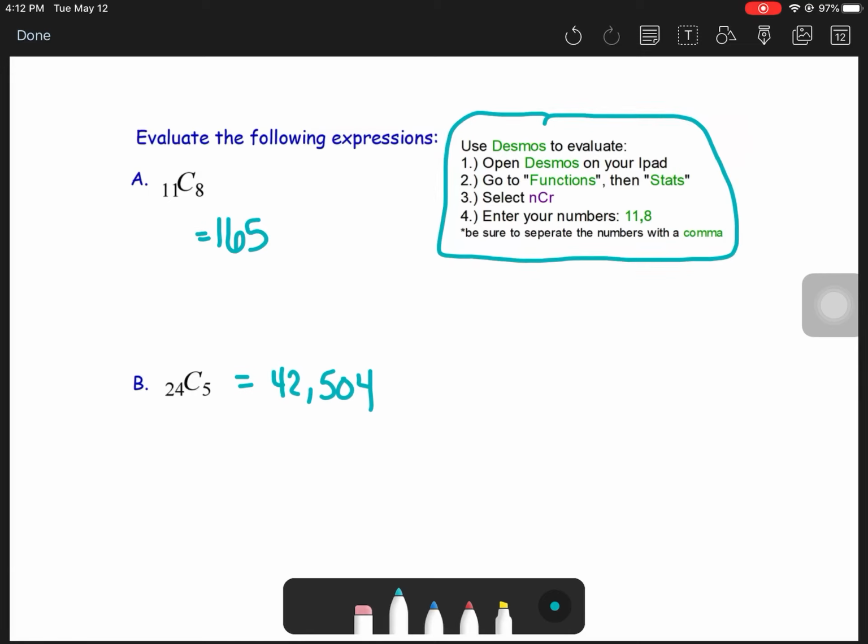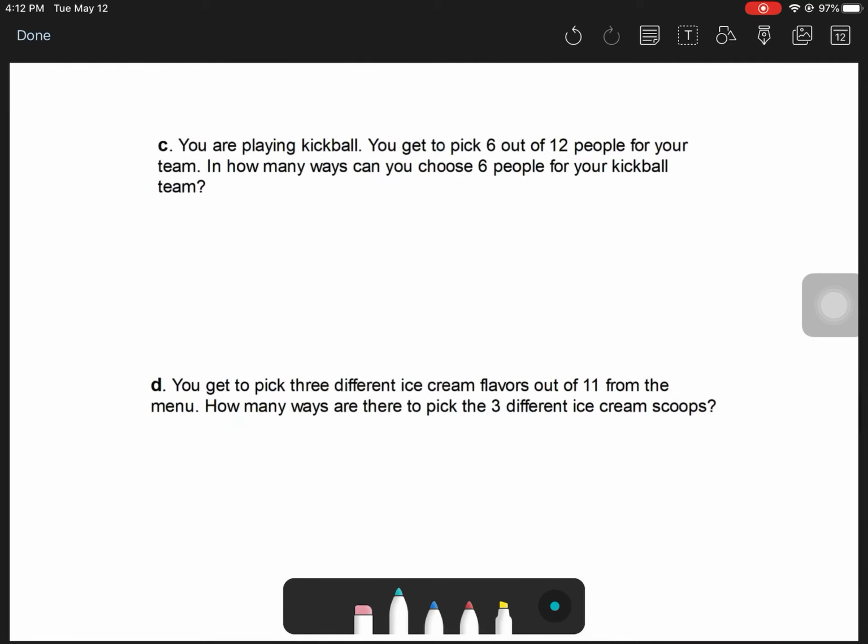So using this in a practical application, you're playing kickball. You get to pick 6 out of 12 people. But when you do that on a team, it doesn't really matter the order that you pick the people. It doesn't matter about our kicking order or anything. So we have 12 and we're going to pick 6. Order doesn't matter. So on your iPad, go to your Desmos, and when you pick combinations, remember to separate those by a comma. You get 924 ways.